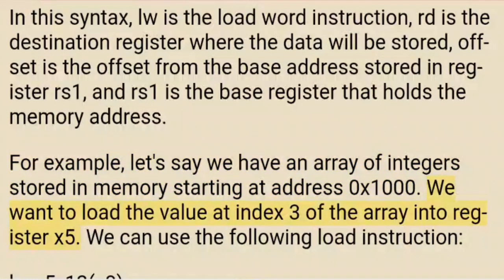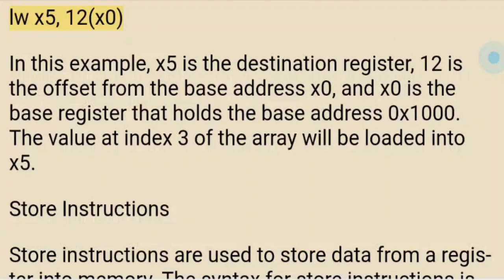For example, let's say we have an array of integers stored in memory starting at address 0x1000. We want to load the value at index 3 of the array into register x5. We can use the following load instruction. LW x5, 12(x0). In this example, x5 is the destination register, 12 is the offset from the base address x0, and x0 is the base register that holds the base address 0x1000. The value at index 3 of the array will be loaded into x5.